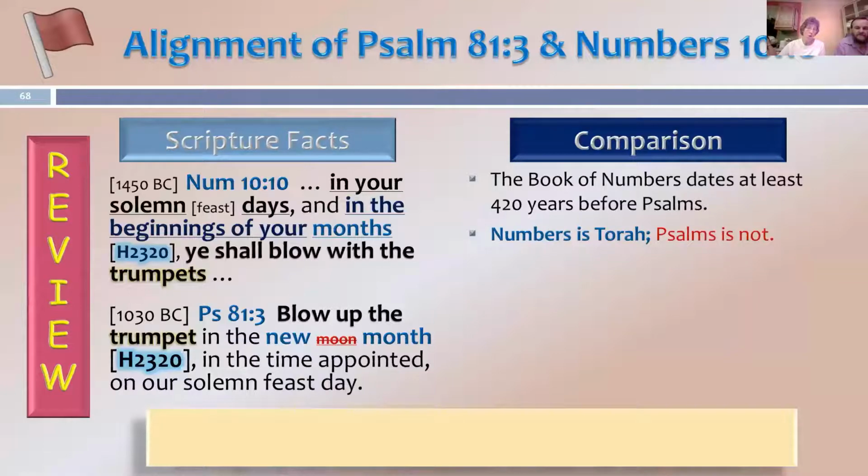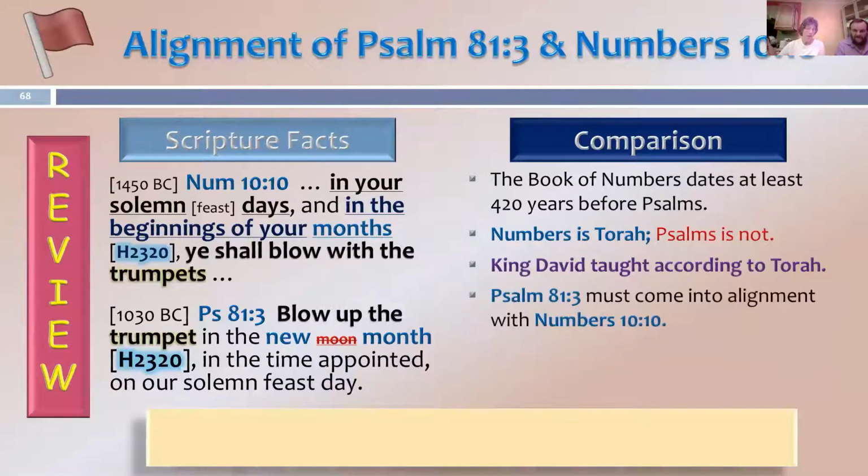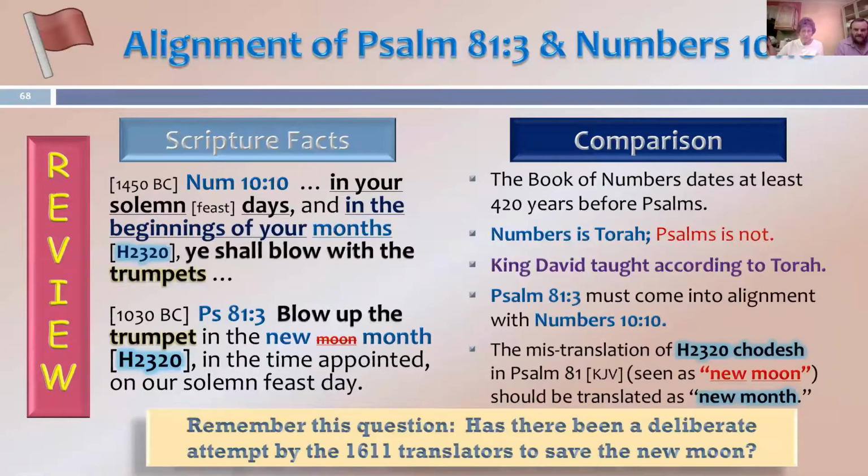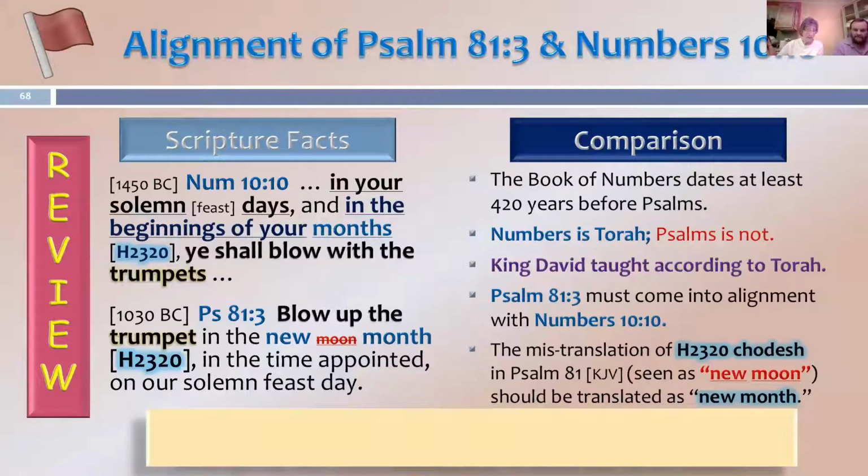Numbers is a Torah book. Psalms is not. King David taught according to Torah. You can find all kinds of scriptures about that. And Psalms 81:3 must come into alignment with Numbers 10:10. A mistranslation of 2320 Kodesh in Psalms 81, which is seen as new moon, should have been translated as new month.